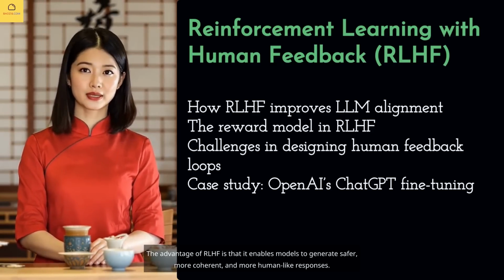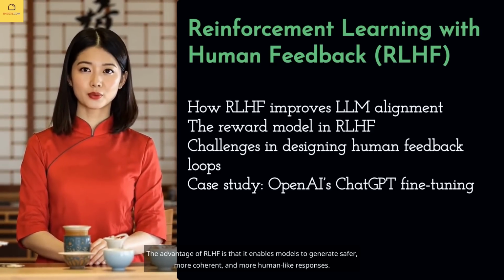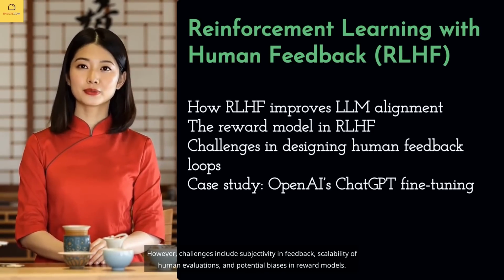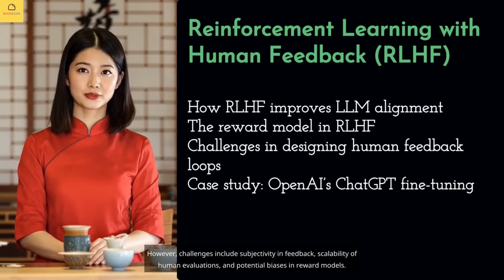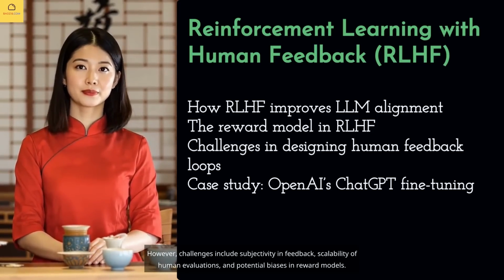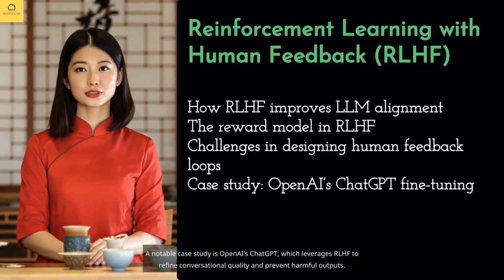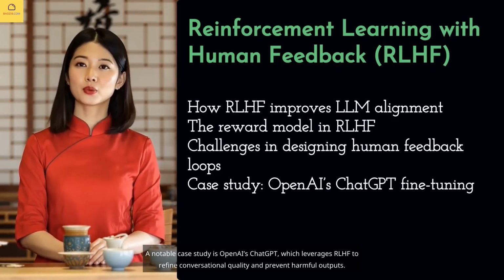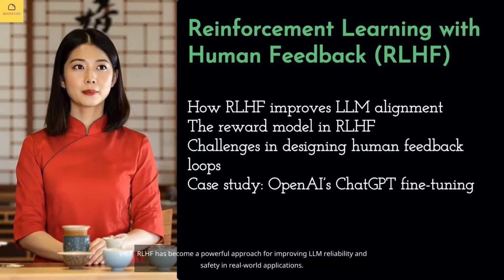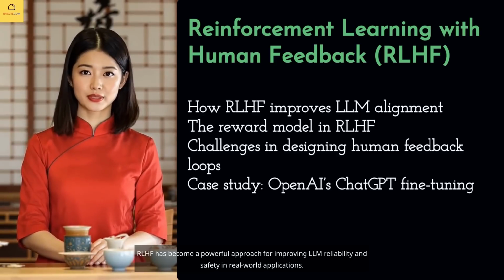The advantage of RLHF is that it enables models to generate safer, more coherent, and more human-like responses. However, challenges include subjectivity in feedback, scalability of human evaluations, and potential biases in reward models. A notable case study is OpenAI's ChatGPT, which leverages RLHF to refine conversational quality and prevent harmful outputs. RLHF has become a powerful approach for improving LLM reliability and safety in real-world applications.